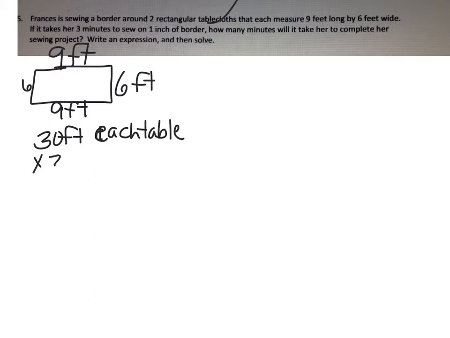I have 2 tables, so I'm going to multiply that times 2, and I have 60 feet total. Now my problem lies here. It's not really a problem, but it's something I want you to make sure you notice.